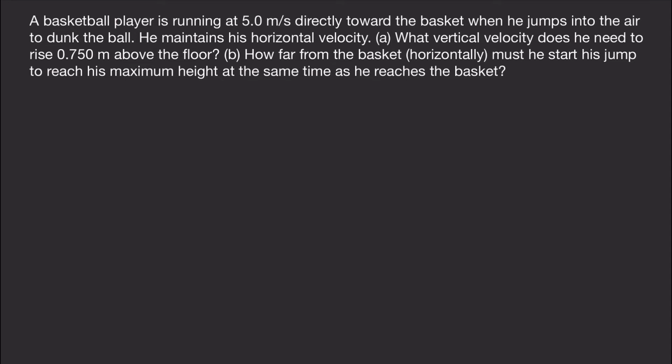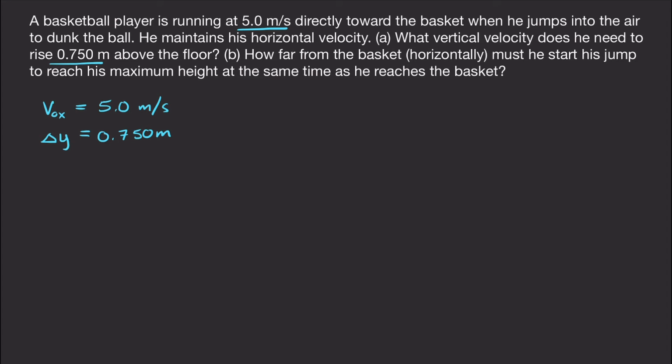He's running 5 meters per second toward the basket, so horizontally, he's running across the court. So this is his horizontal velocity. Okay. And then we know he's going to jump a distance of 0.75 meters, and since he's jumping up, this is a delta y. Okay.